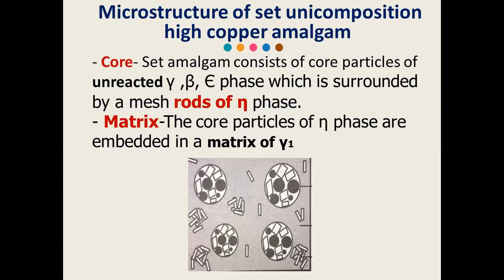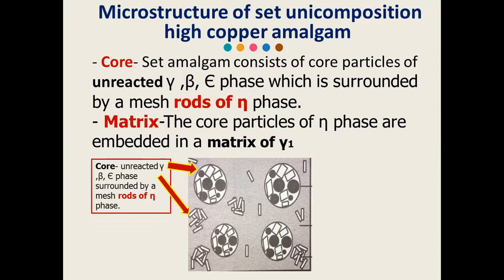Now the microstructure of set unicomposition high copper amalgam. Here there is formation of so many unreacted phases. The set amalgam consists of particles of unreacted gamma, beta, epsilon phases, which are surrounded by a mesh of rods of eta phases. Here you can see in the picture this bigger circle showing all the unreacted gamma phases, beta phases, epsilon, which is surrounded by these rods of eta phases which are present in the matrix. And the matrix is formed by the gamma 1 phases. So this is about the microstructure of your high copper amalgam, single composition.